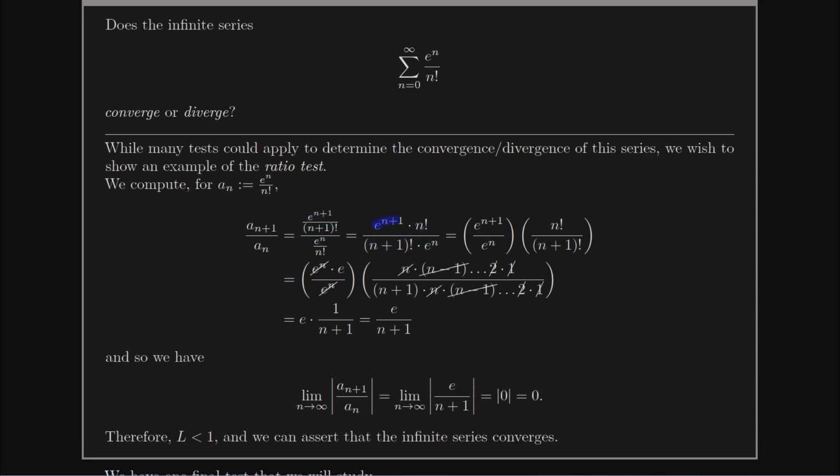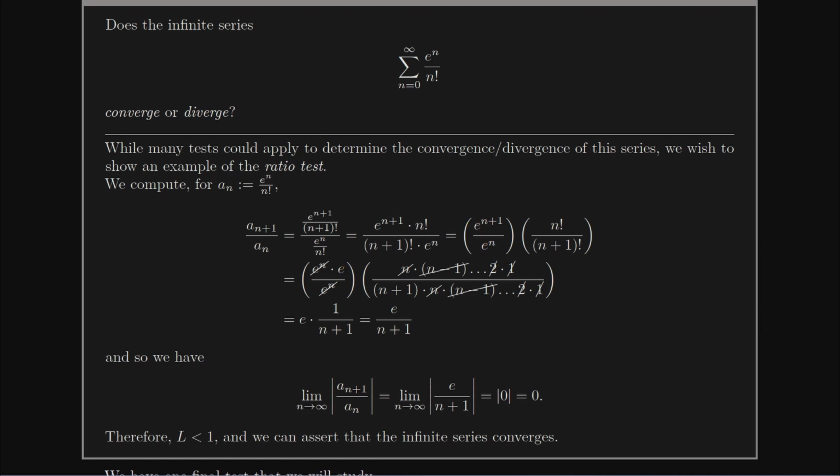Okay, so my numerator will be e to the n plus 1 times n factorial. Denominator will be n plus 1 factorial times e to the n. Basically what we're going to see is that these factorials play nicely with each other, so I've grouped them together, and the exponentials play nicely with each other, so I've grouped them together. Why do they play nicely? Well, this is e to the n divided by e to the n. Those cancel. There's just one extra copy of e sitting around there.